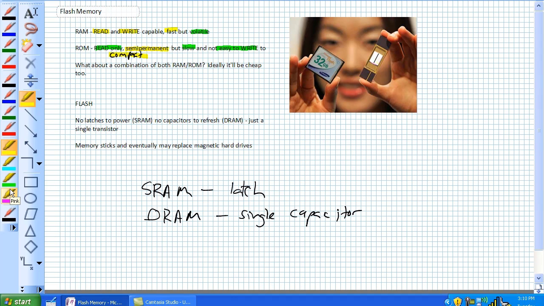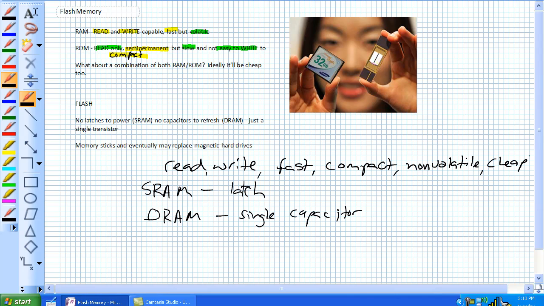Ideally, we want it to be cheap too. And that's exactly what flash is. It's taking the best of RAM and ROM, putting them together in one package. You wouldn't want to take the worst. That'd be a bad idea. You would want something volatile that you can read only, and it's slow and it's not easy to write to. You want to take the best. You want it to read, write. You want it to be fast, compact. You want it to be non-volatile, and top it off, you want it to be cheap. That's exactly what flash is.